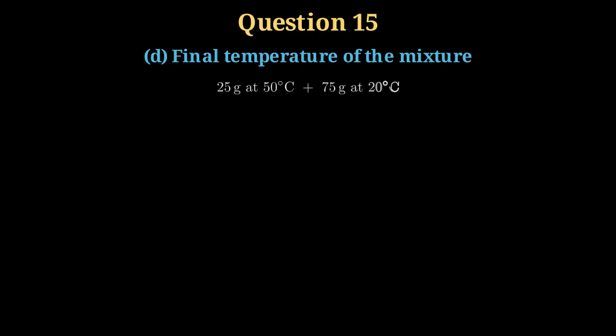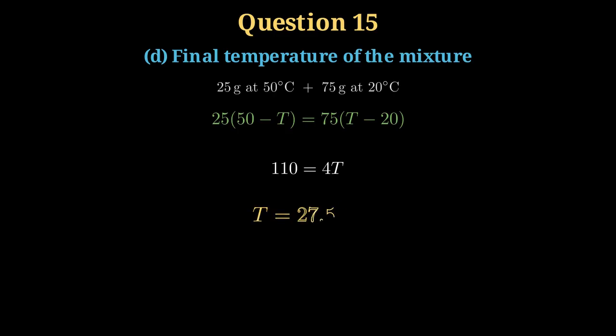Part D. 25 grams of hot water at 50 degrees is mixed with 75 grams of cold water at 20. Heat lost by the hot water equals heat gained by the cold. The specific heat capacity cancels, leaving 25 times (50 minus T) equals 75 times (T minus 20). Divide both sides by 25. 50 minus T equals 3 times (T minus 20). Expand and collect. 110 equals 4T. Divide by 4, and the final temperature of the mixture is 27.5 degrees Celsius. Well done. That completes question 15.